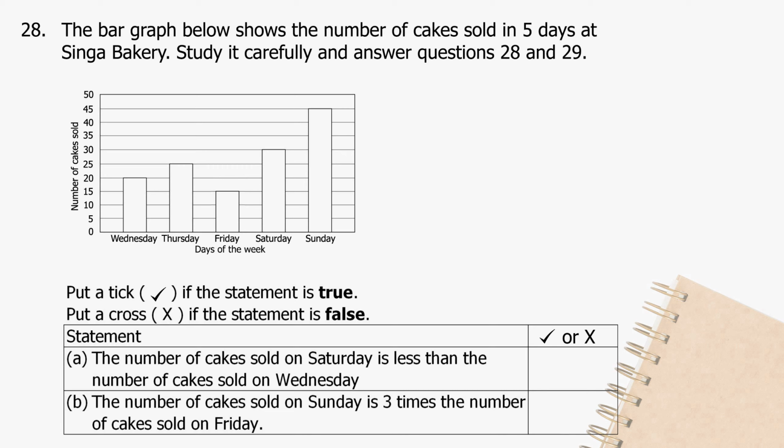Question 28. The bar graph below shows the number of cakes sold in 5 days at Singer Bakery. Study it carefully and answer questions 28 and 29. Put a tick if the statement is true. Put a cross if the statement is false. A. The number of cakes sold on Saturday is less than the number of cakes sold on Wednesday. B. The number of cakes sold on Sunday is 3 times the number of cakes sold on Friday.